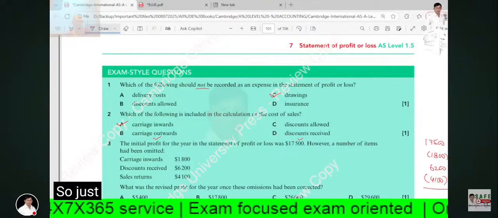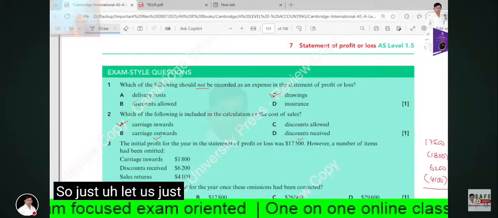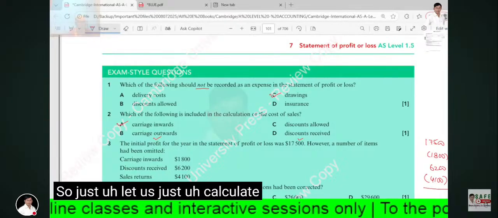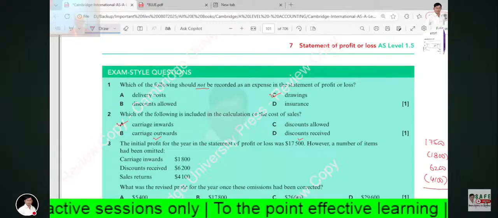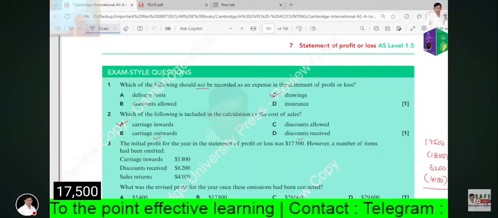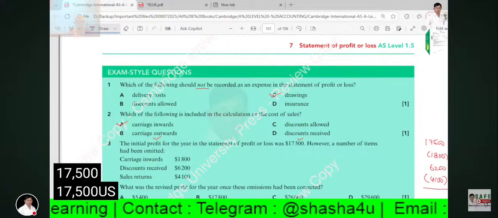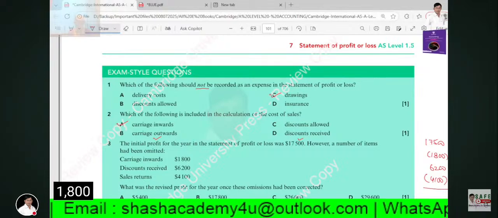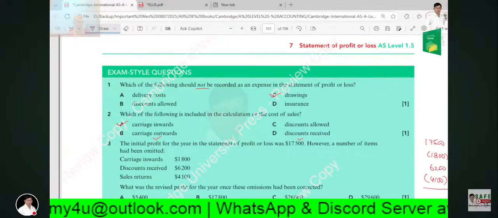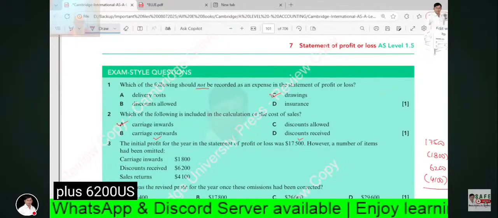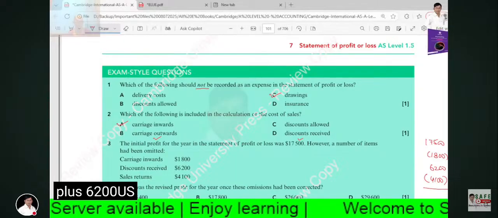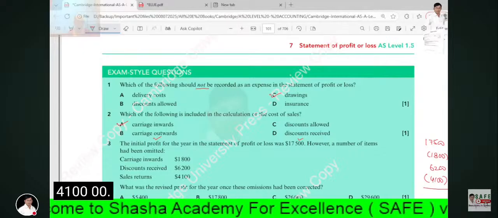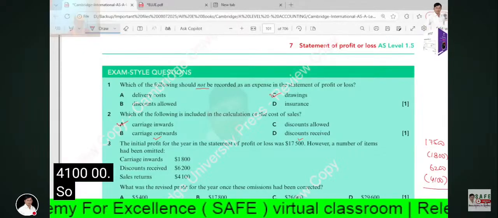So let us just calculate. 17,500 minus 1800 plus 6200 minus 4100 plus 17,800.